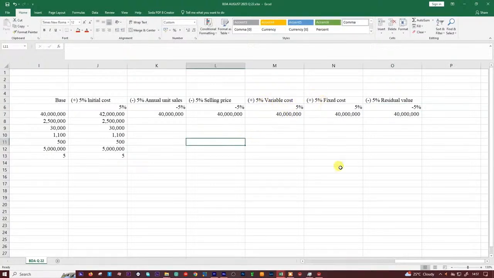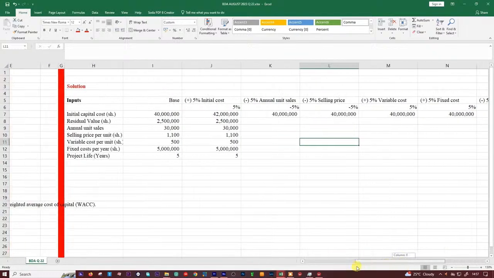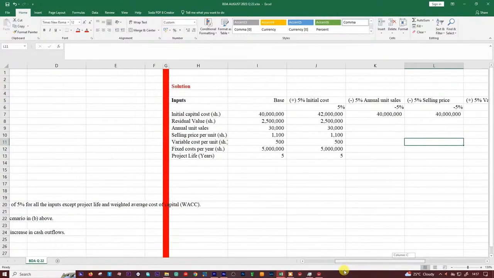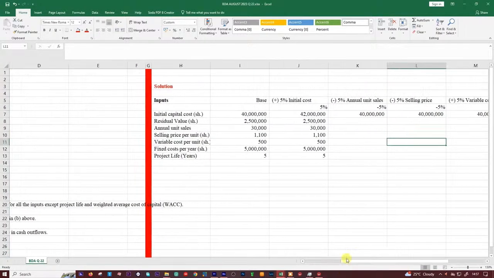Because it's positive there. So we are saying what? That in terms of the initial cost, if it's going to increase, it's going to increase by 5%. If the unit sales decrease by 5%, then from this increase, it's supposed to decrease to 40 million back again.